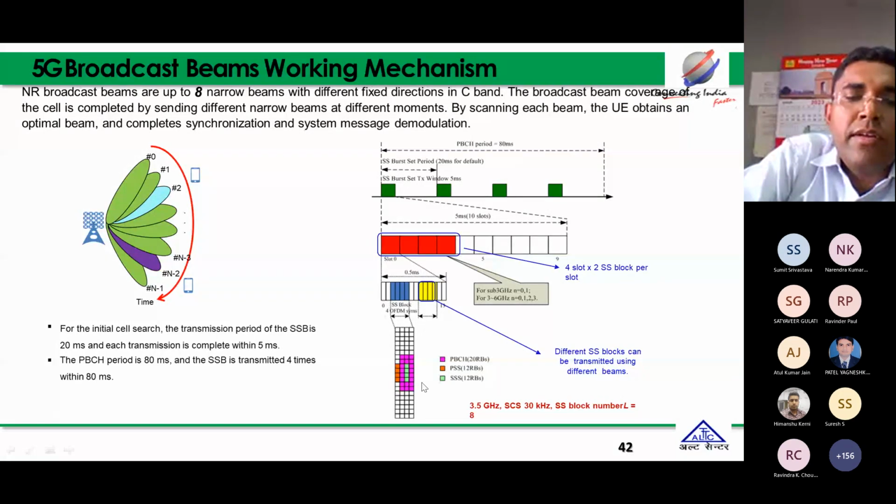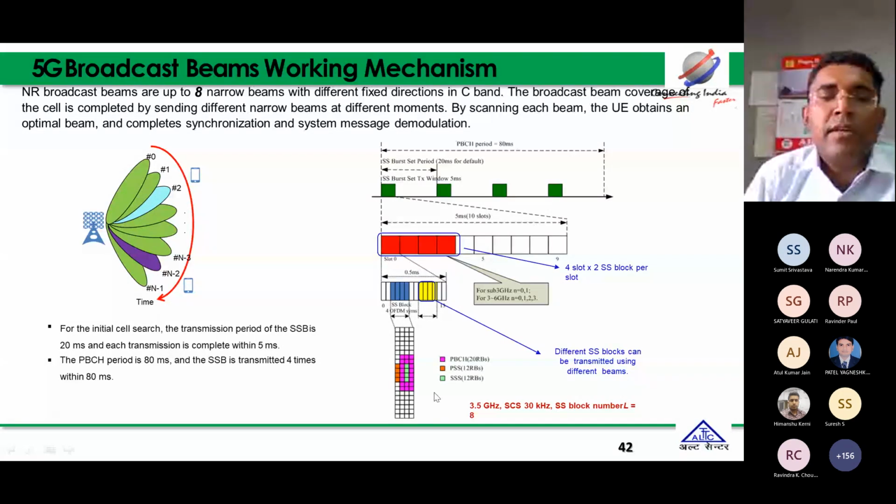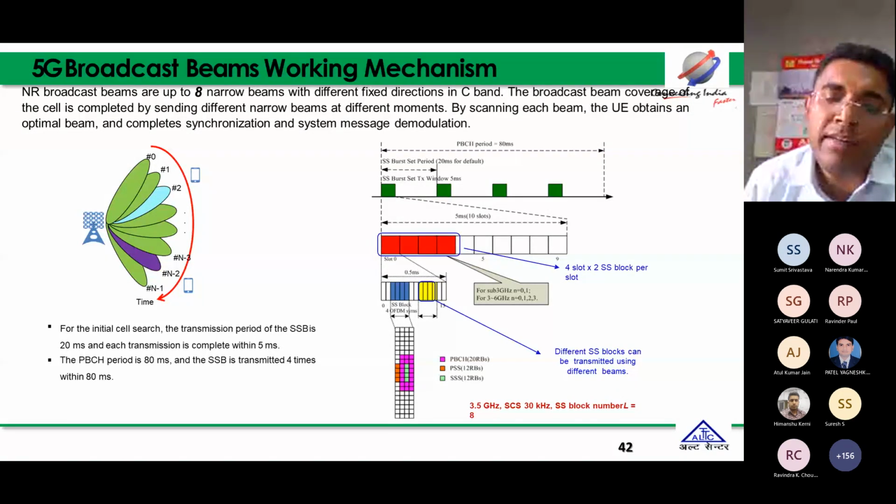This is the structure of the SSB block that is transmitted, that verifies the coverage in the 5G network. That is using the predefined weight to form the beam.